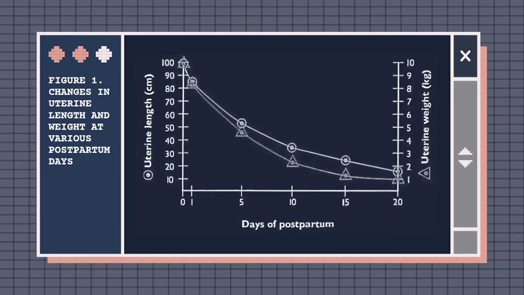So the figure shows the changes in the uterine length and weight at various postpartum days. As you can see, the uterine length and weight is as high as 85 cm and 10 kg respectively the day after parturition. The uterus would then undergo a dramatic change as the days go by. By day 20 postpartum, the uterus has already returned to its normal size, which is 20 cm in length and 1 kg in weight.